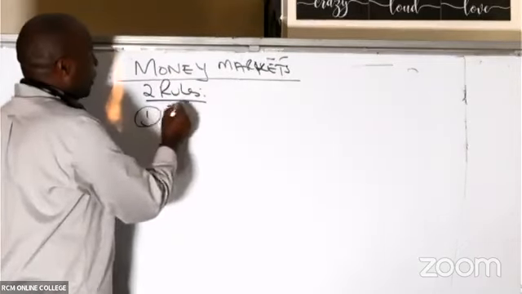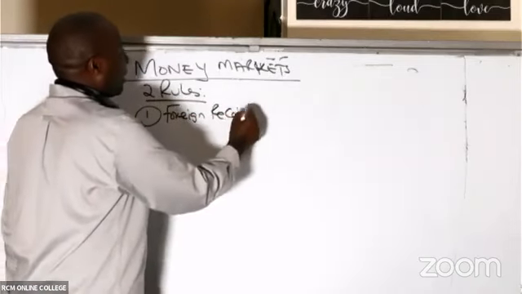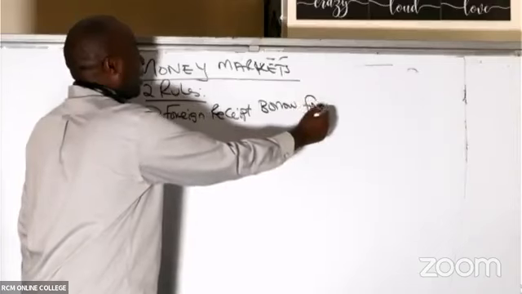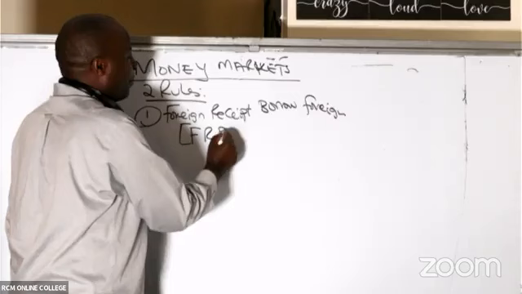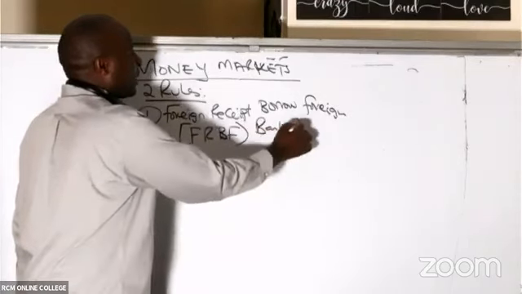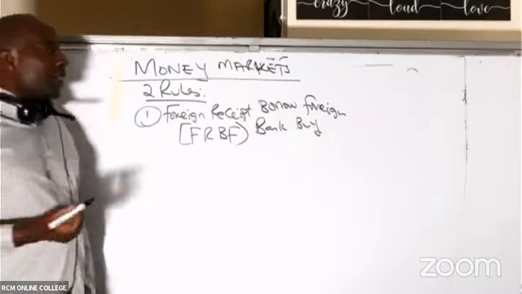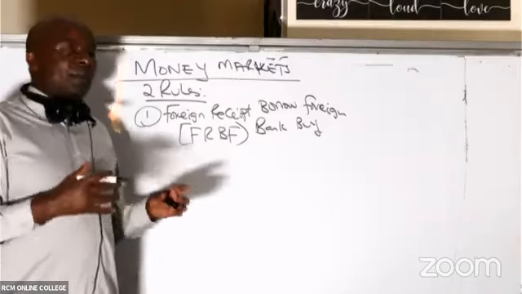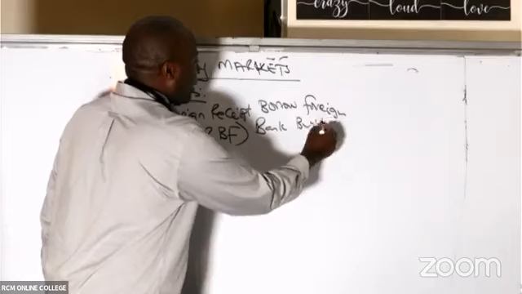Number one, we have for any foreign receipt, borrow foreign. So this is what we basically call FR, BF, and then remember the concept of what here? Bank buys. Foreign boyfriend buys dinner. So in this case here, the foreign boyfriend is imaginary. It is a bank that will be able to buy this dinner for you. So foreign boyfriend, bank buys dinner.